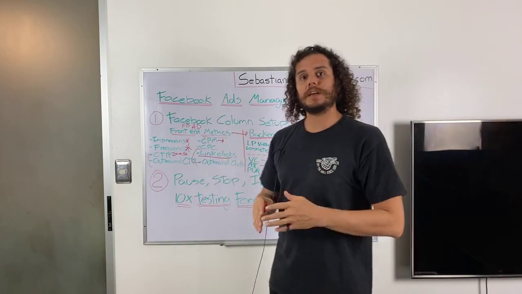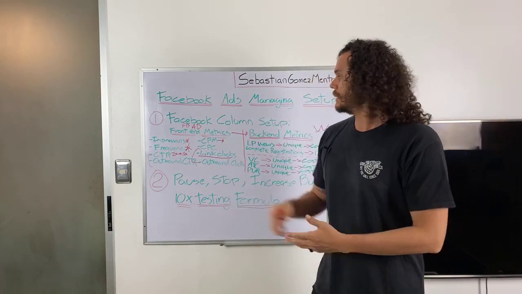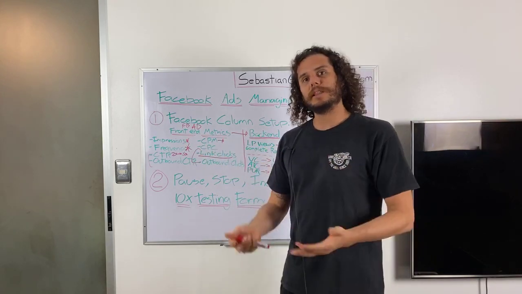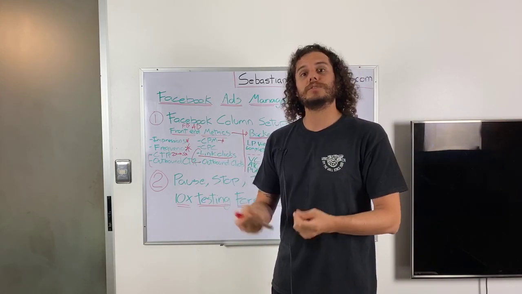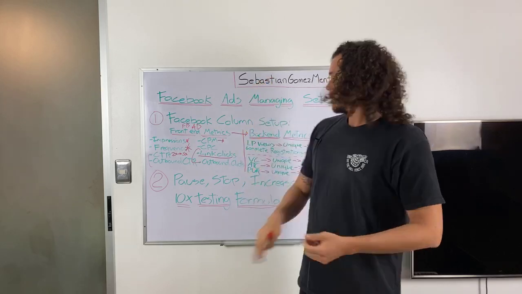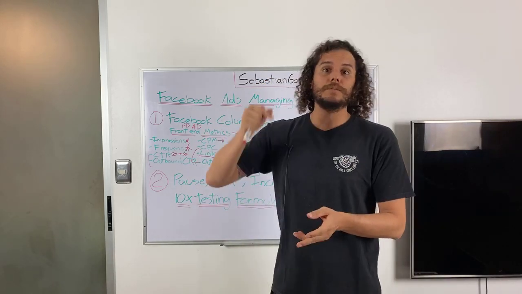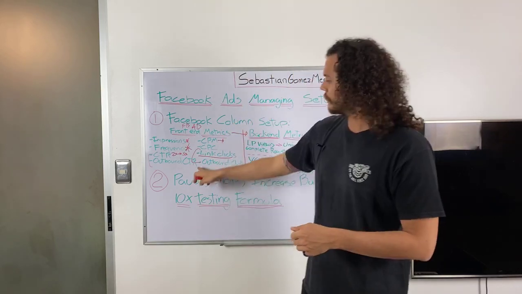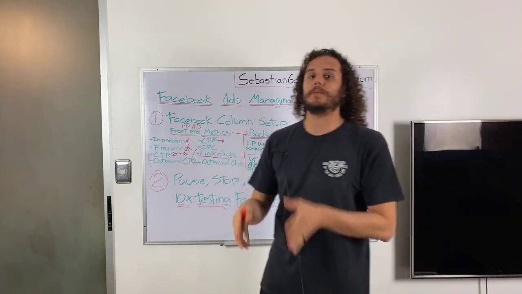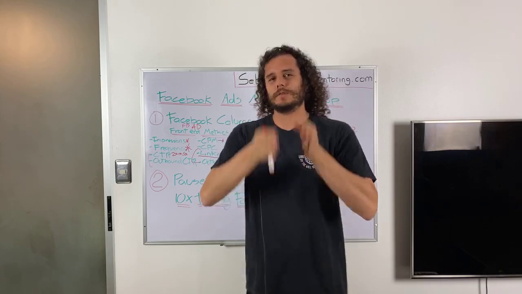CPM, cost per 1,000 impressions, is how you're going to be charged. CPC, cost per click, is the cost of anyone that clicks. Link clicks are the number of clicks you get from the link to your site. And outbound clicks are how many people actually landed on your site. So these are the front-end metrics.